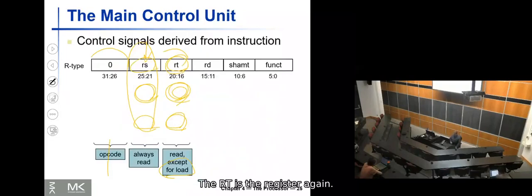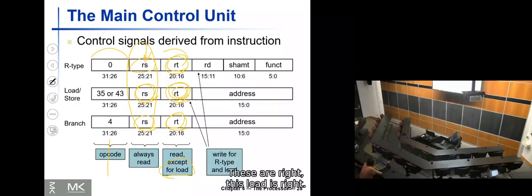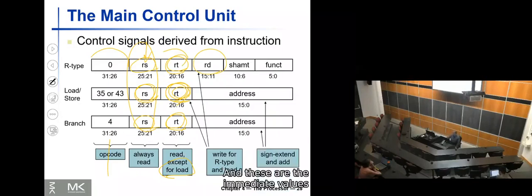Okay, so again, these are reads, these are writes. This, for load, is the write register, and this is the write register for the R format instructions. These are the immediate values, which should be sign extended. For branch, it is sign extended and then multiplied by 4. For load and store, it is sign extended and added to the base address.